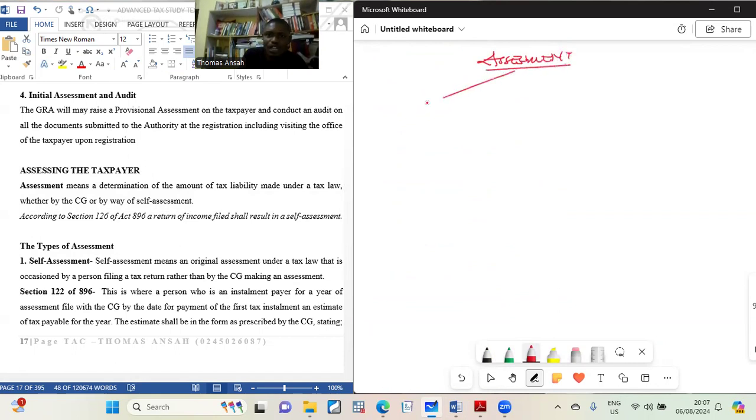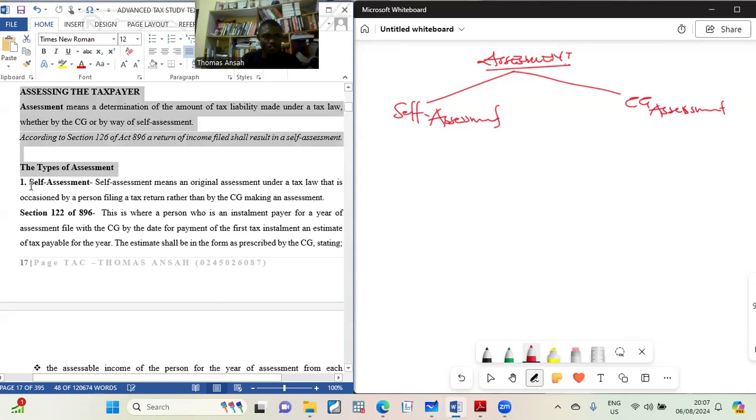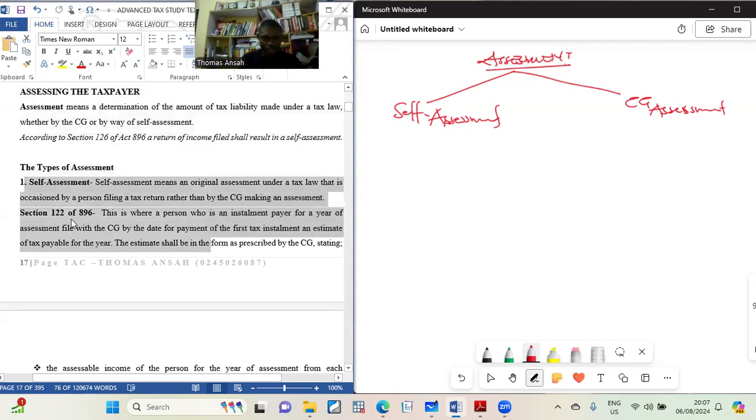There are basically two types of assessment. We have what we call the self-assessment, you are doing it yourself, and we have the Commissioner General's assessment. The self-assessment. Assessment means calculating your own tax liability. So the self-assessment, you do it yourself according to section 122.